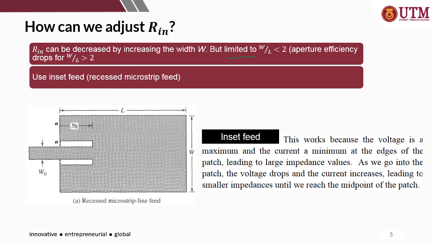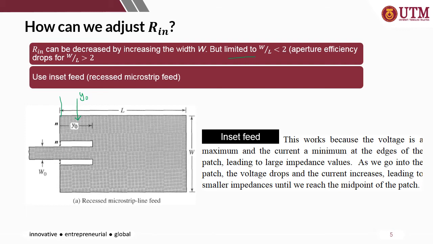Right, so the inset feed distance is represented by y0, which is basically the position of the inset feed to the edge of the structure, the edge of the patch. Okay, so basically by introducing the inset feed, we are introducing a notch or a junction capacitance on the structure, which may affect the resonance frequency of the patch antenna.